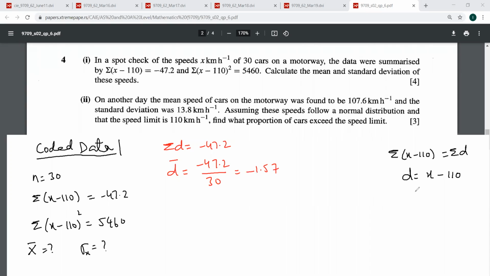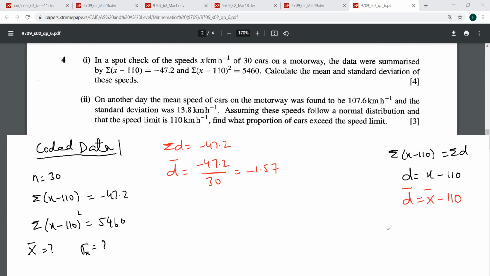Now, if you look at the way we have coded this, if you want to find out the relation between their means, it is going to be like this. The difference in the means is the same as the difference in the values.